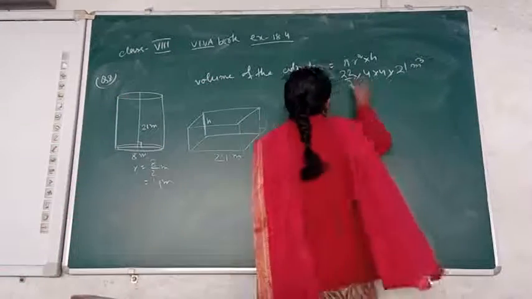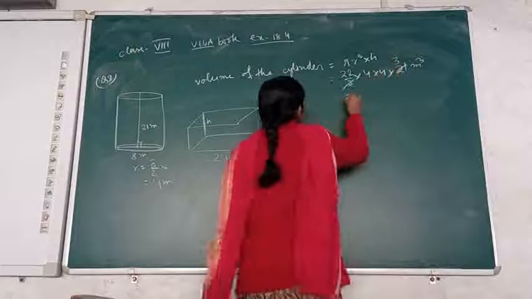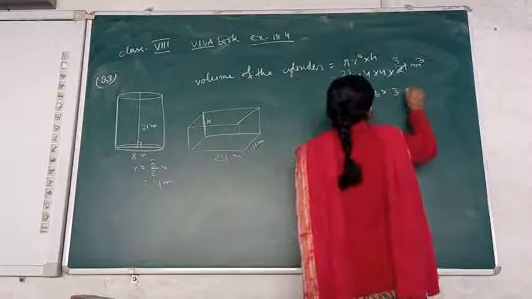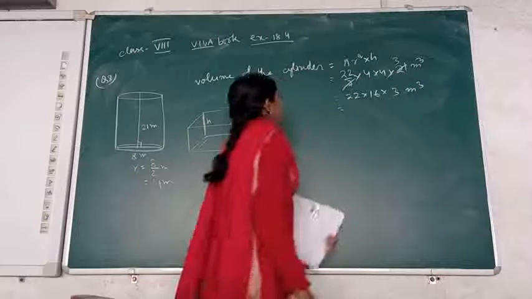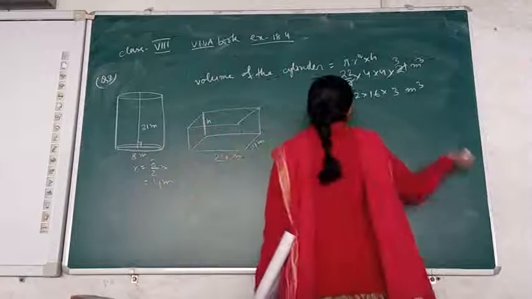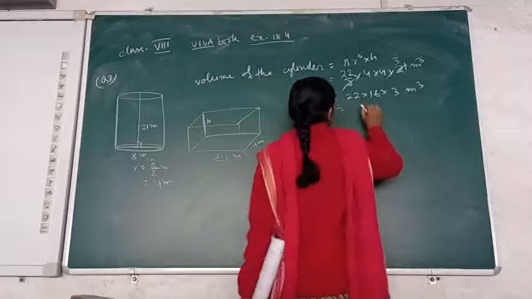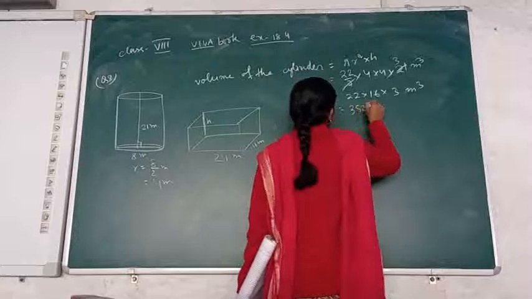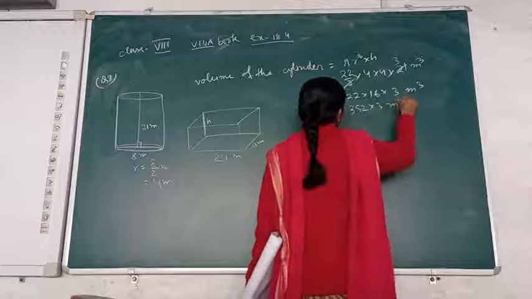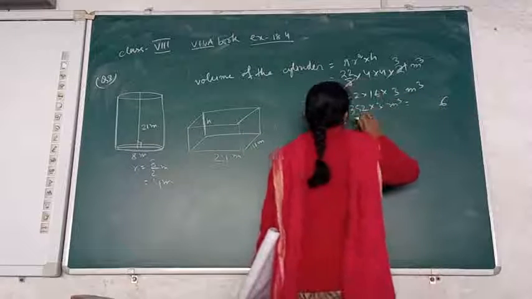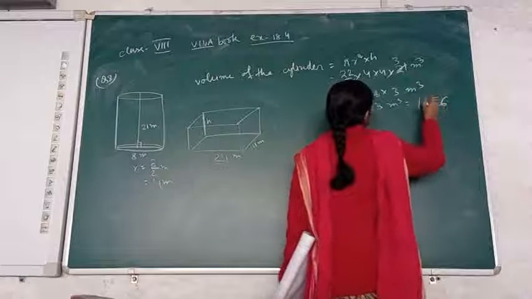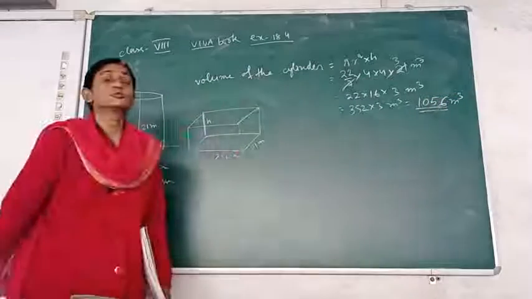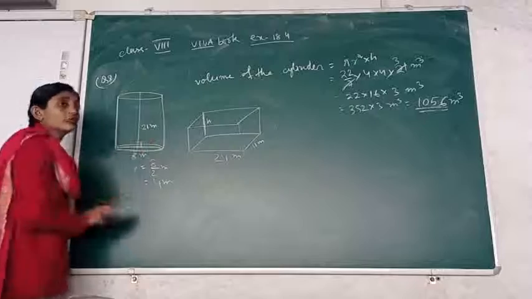So after cancelling this one, what are we getting? It is 22 into 16 into 3 meter cube. Or when we multiply this one, what will we get? 16 times 2 is 32, 16 times 2 is 32, plus 3, 3 into 5... 3 times 6 is 18... 3 times 5 is 15, 3 times 3 is 9 plus 1. So that much soil we must dig out from that cylindrical well.